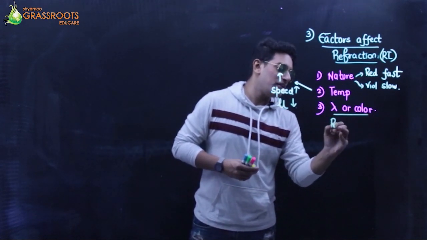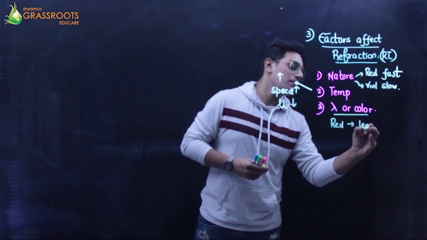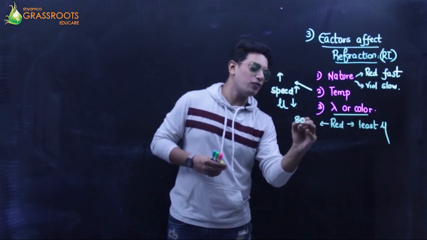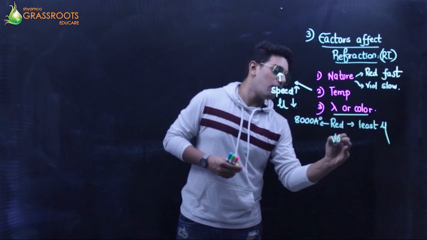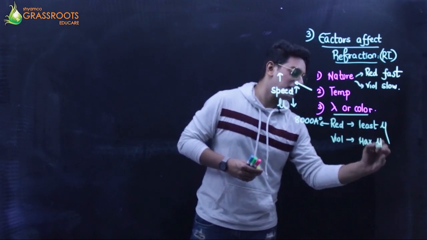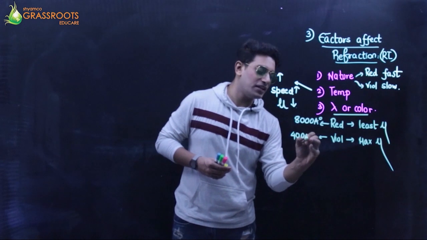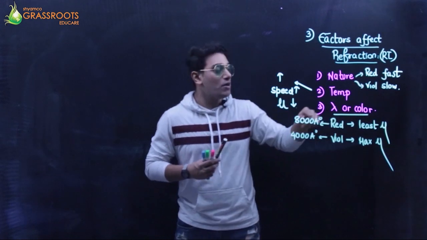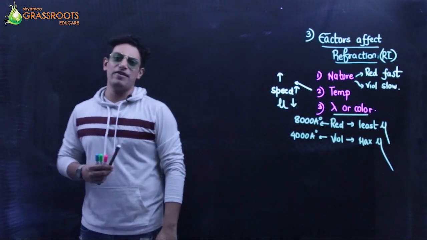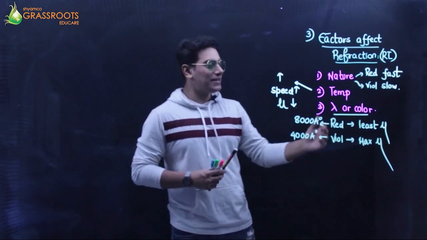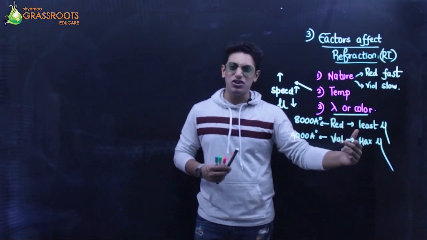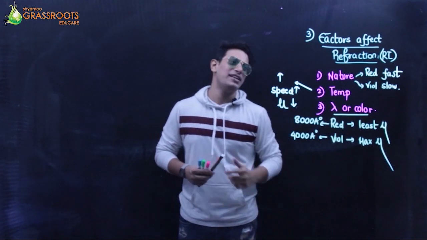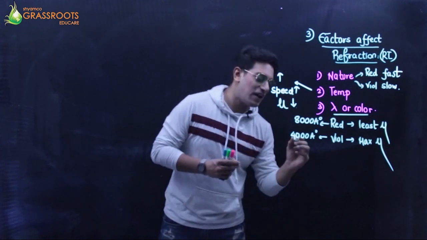Lambda or color. The red color has the least refractive index, and red color has a wavelength of 8,000 angstrom units. Violet color has the maximum refractive index and it has approximately a wavelength of 4,000 angstrom units. So can I say, the more the wavelength, the more the speed. The more the speed, the less is the refractive index. So I can say that wavelength is inversely proportional to refractive index, temperature is inversely proportional to refractive index. Right, so these were the factors affecting refractive index.